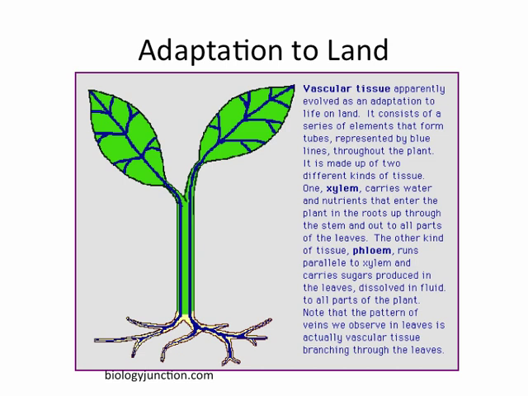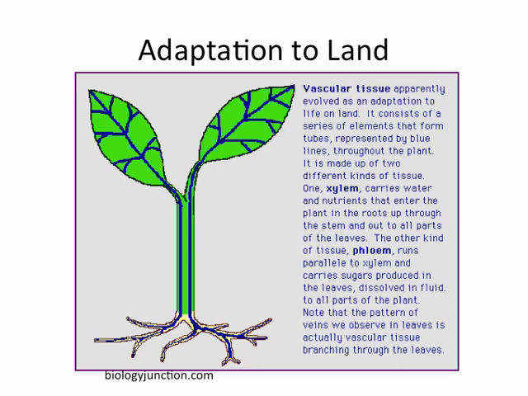It consists of a series of elements that form tubes, and they're represented by the blue lines throughout the plant. It is made up of 2 different kinds of tissues, and those tissues are called xylem, which is the tubes that carry the water from the root, imagine it taking out of the soil, to the leaf, and it's going to do that for actually photosynthesis to happen, which we'll talk about later.